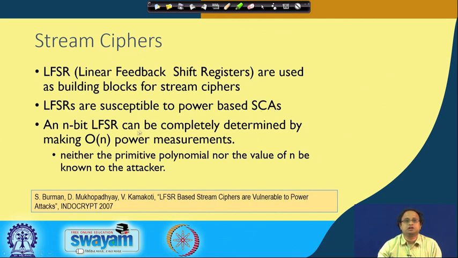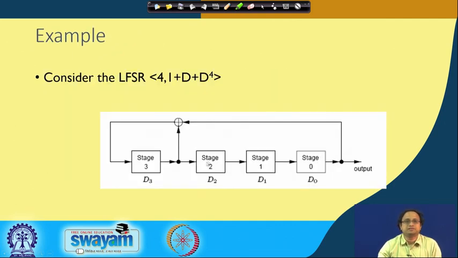In particular, the claim says that an n-bit LFSR can be completely determined by making O(n) power measurements. So if you order n, that is a linear amount of power measurements, then you should be able to completely reconstruct the LFSR, meaning the feedback polynomial, which is often essentially a primitive polynomial, can be completely calculated. In fact, you can also calculate the number of bits in the LFSR, the number of stages, denoted by small n. That means you can totally reconstruct the LFSR.